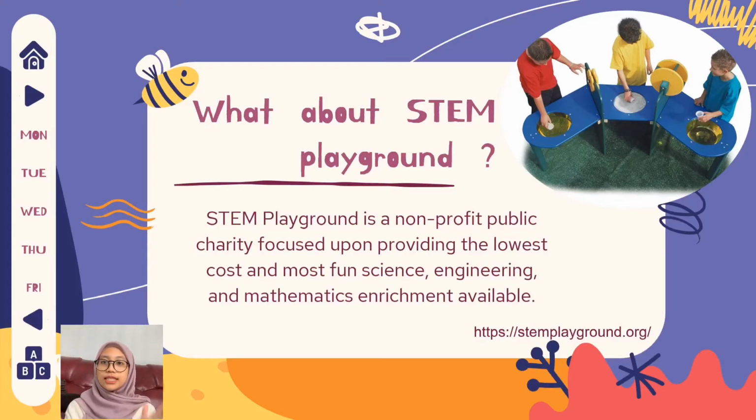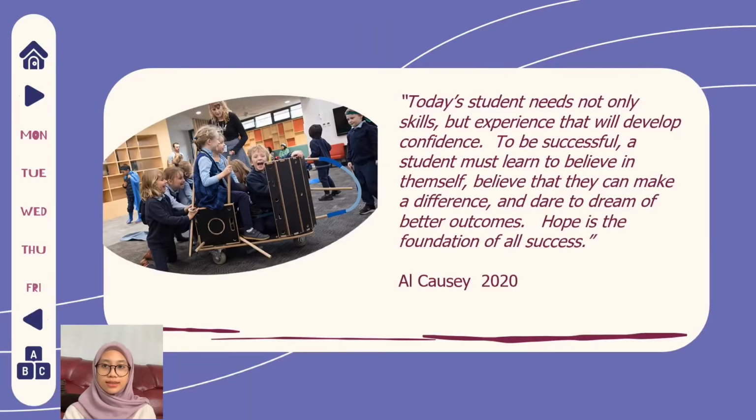STEM education is curriculum based, which includes four aspects: science, technology, engineering, and mathematics. These four aspects are very important nowadays since our society is very advanced in using technology. So STEM education will give our students and children exposure to using technology, and this will make them more interested in learning science.